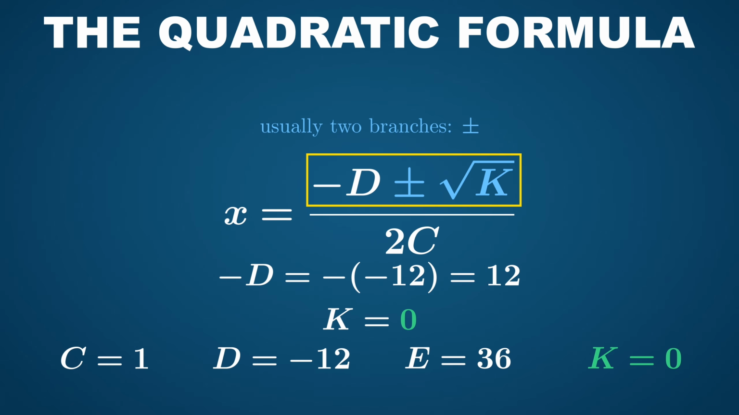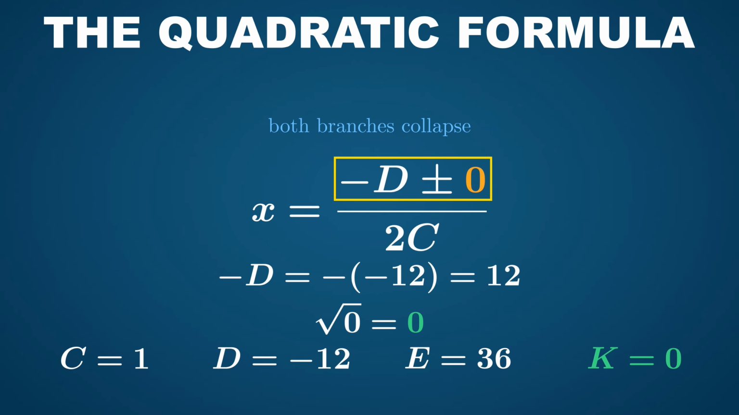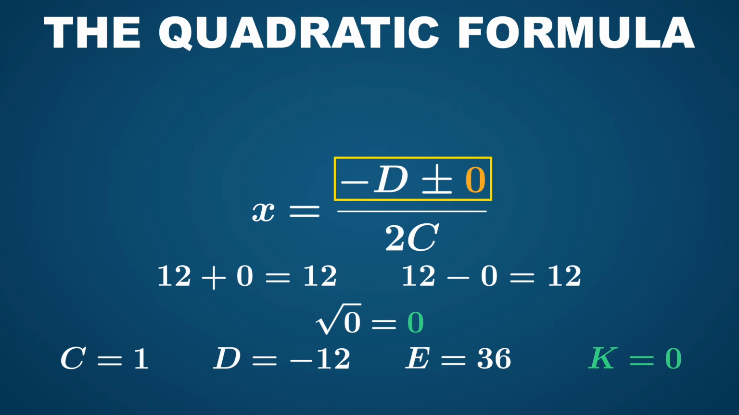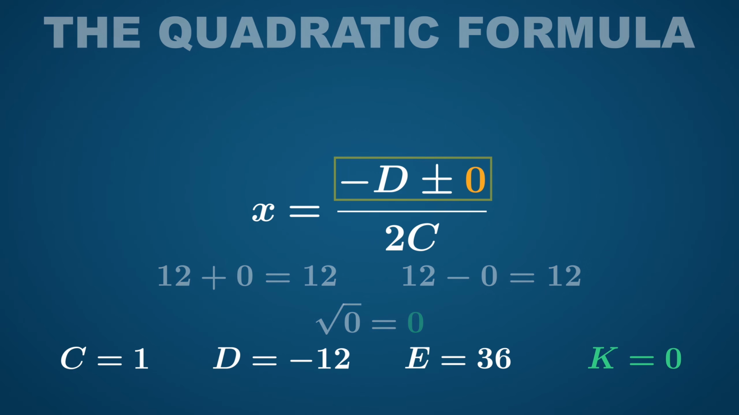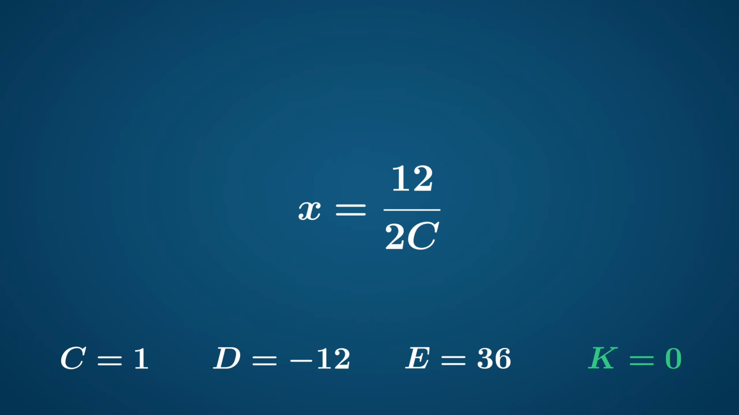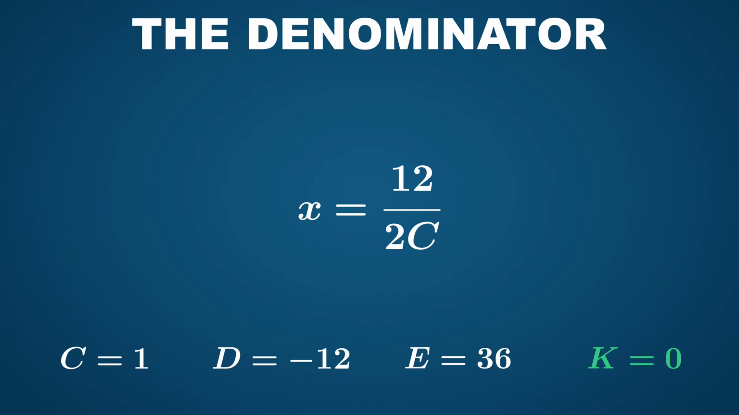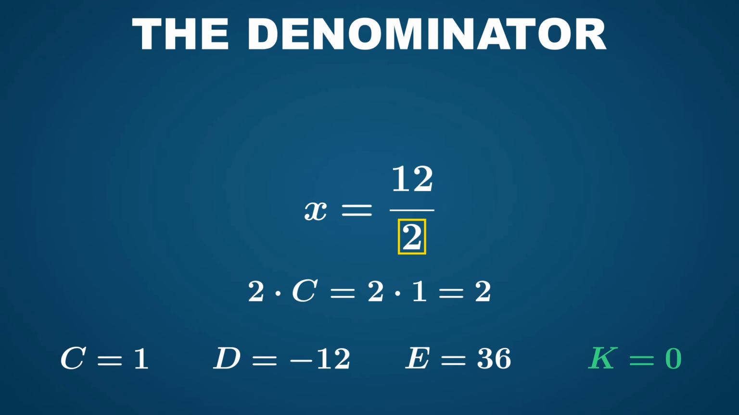Usually, taking a square root involves considering a positive and negative branch. However, the square root of 0 is just 0, collapsing both cases into 1. So the plus or minus the square root of k simply becomes plus or minus 0. Adding 0 or subtracting 0 from 12 will yield the same result of 12. Our complete numerator therefore simplifies down to exactly 12. Now we will evaluate the denominator of the quadratic formula. The denominator is 2 multiplied by our coefficient variable c. Since c is equal to 1, we multiply 2 by 1 to get 2. Our complete denominator simplifies down to exactly 2.